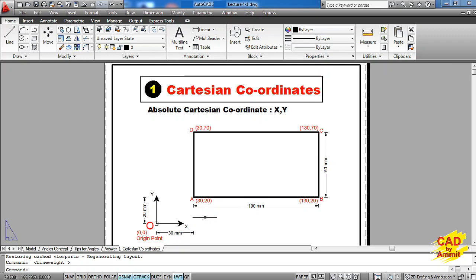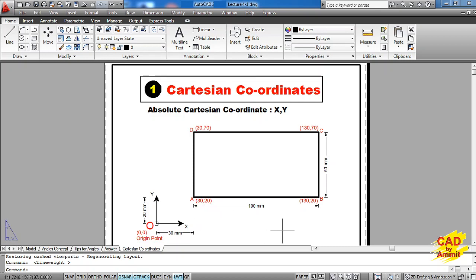A point coordinate will be 30, 20 because this point A is at a horizontal distance of 30 millimeters from the origin point along the x-axis. So its x coordinate will be 30. While the y coordinate of point A will be 20 because the vertical distance of point A from the origin point is 20 millimeters along the y-axis. So the absolute Cartesian coordinate for point A is 30, 20.